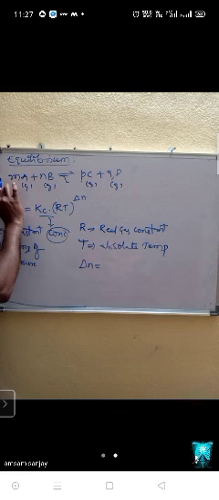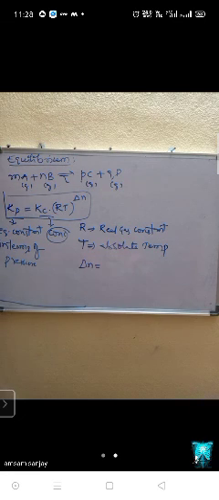Delta n means we already did it: the products in gaseous state minus the total reactants in gaseous state. This is the relation between Kp and Kc. Kp is equal to Kc (RT) whole power delta n. Now we will go with the other relations, based on these problems.